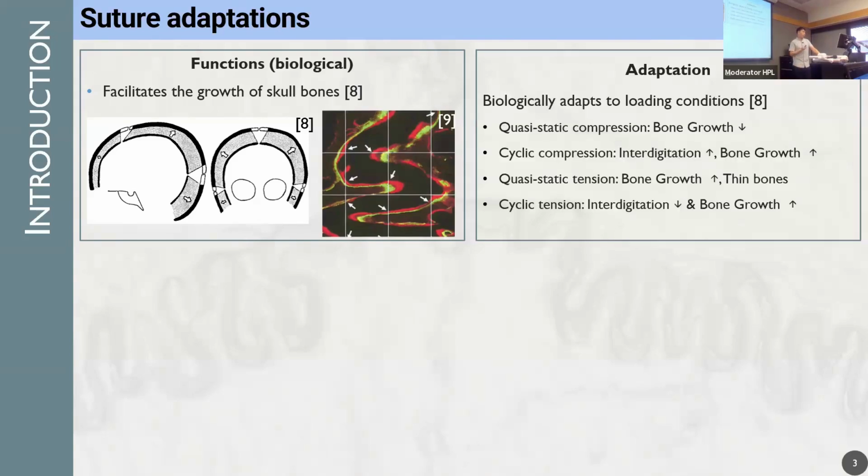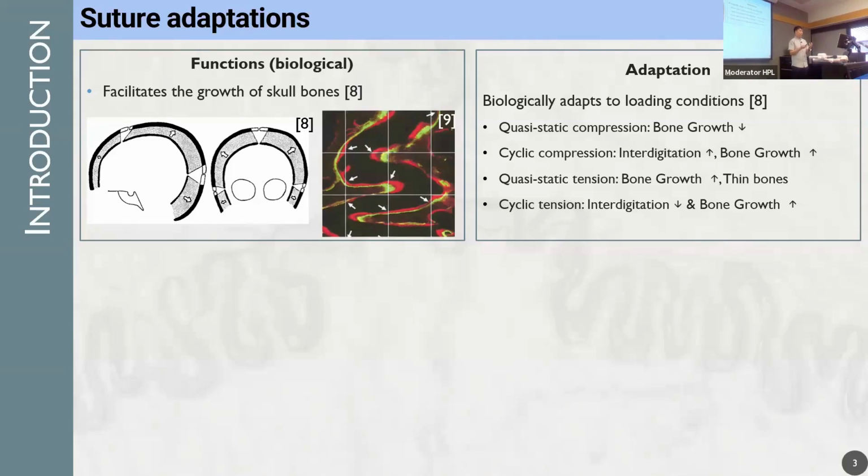Another biological function is that the suture adapts to the loading condition. When a compression is applied quasi-statically, there's less bone growth, but the same compression applied cyclically gives increased bone growth and increased interdigitation. Tension also creates bone growth, but the new bone tends to be thin. But cyclic tension reduces interdigitation and increases bone growth.